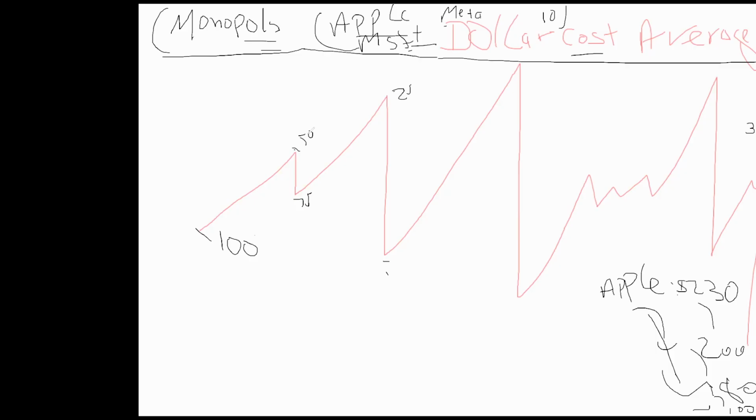Either way, you have to do your average down. You have to add more shares, or you buy for more money. Either way, you add more shares, or you add more money. You buy more money when the stock starts going lower.